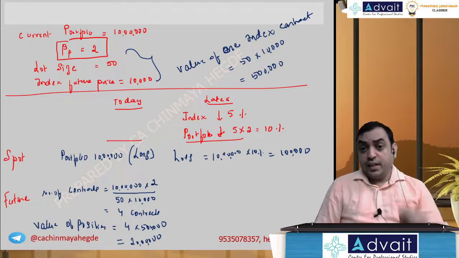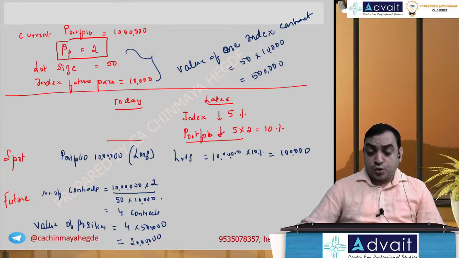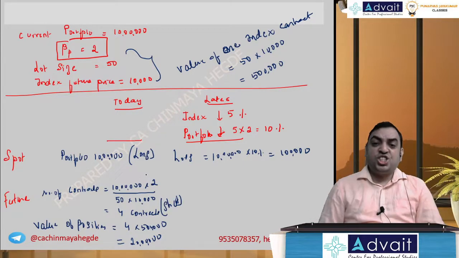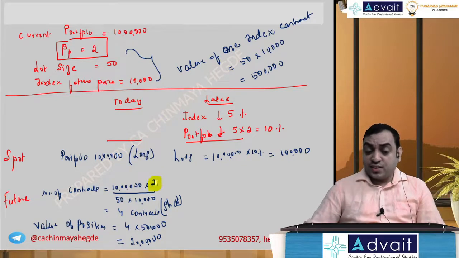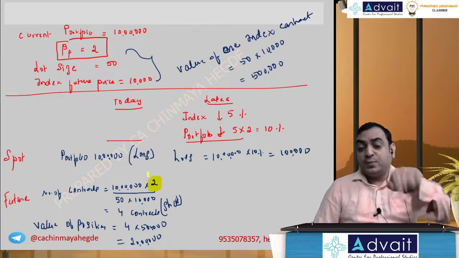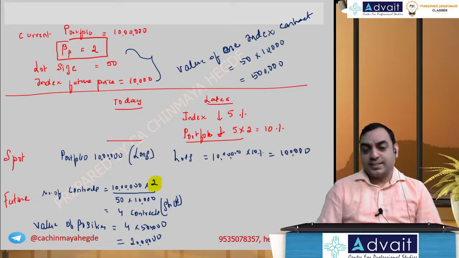In index future, what is happening? Remember, here you have taken a short position. You should take a short. Why? Long in portfolio, short in index. Another way of understanding, I told you it is 0 minus 2 in the formula. So minus means short. You should take the opposite position to offset the movements.